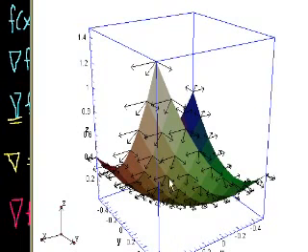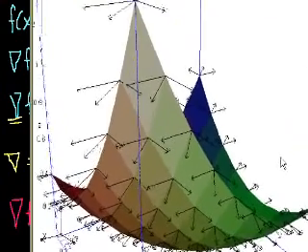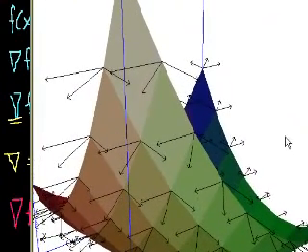Similarly, this vector right here, I hope you can see it. Let me see if I can actually zoom in a little bit. That might be useful. Zoom in. There you go.